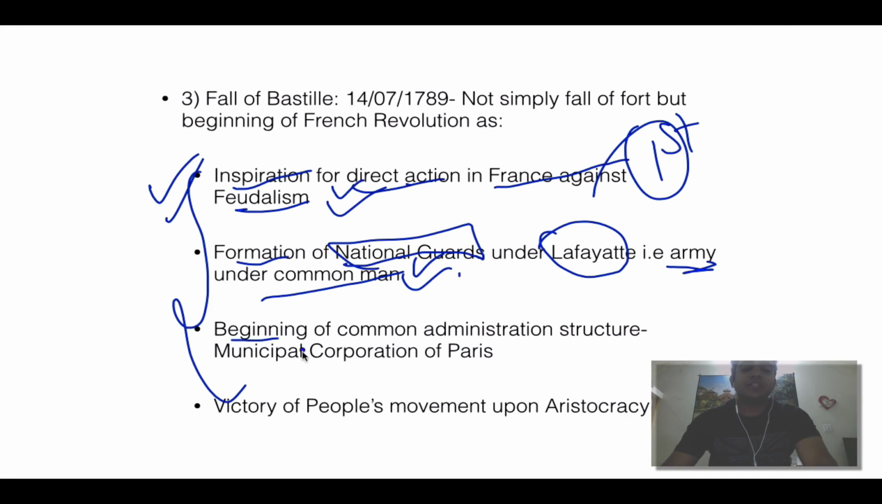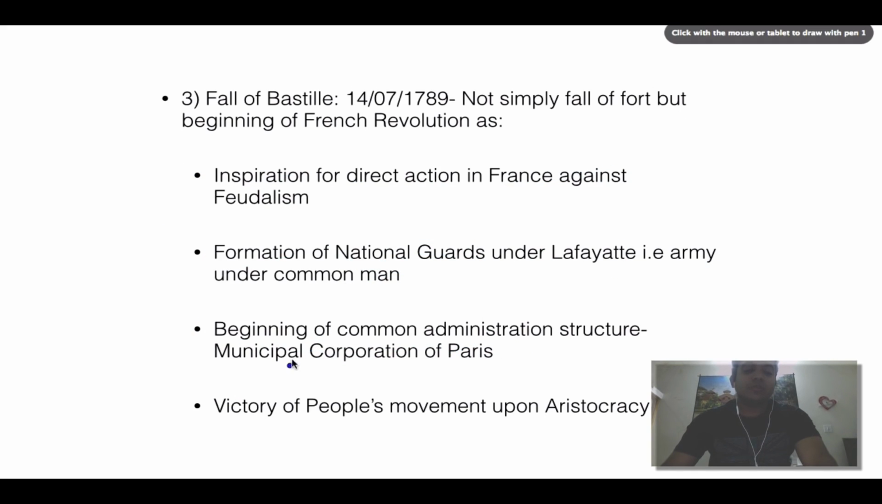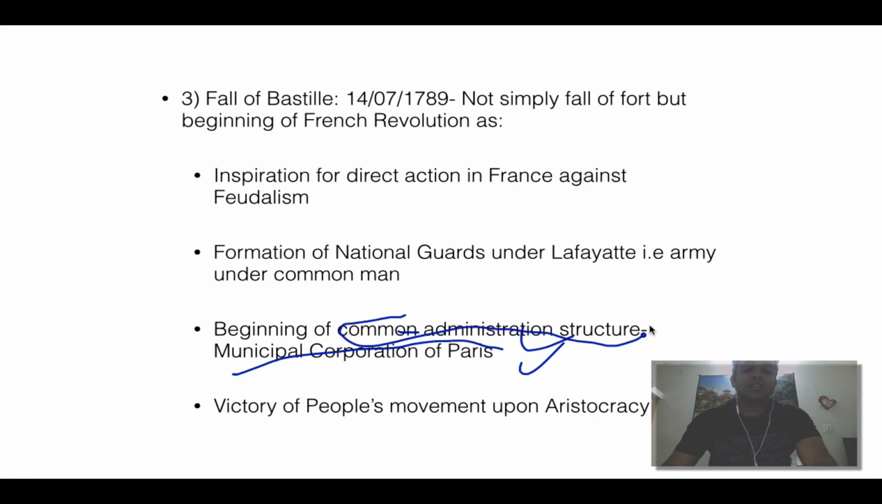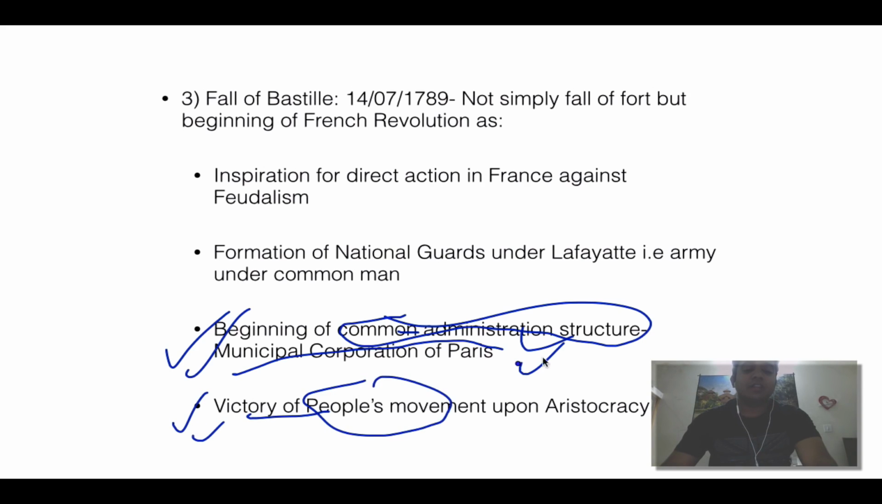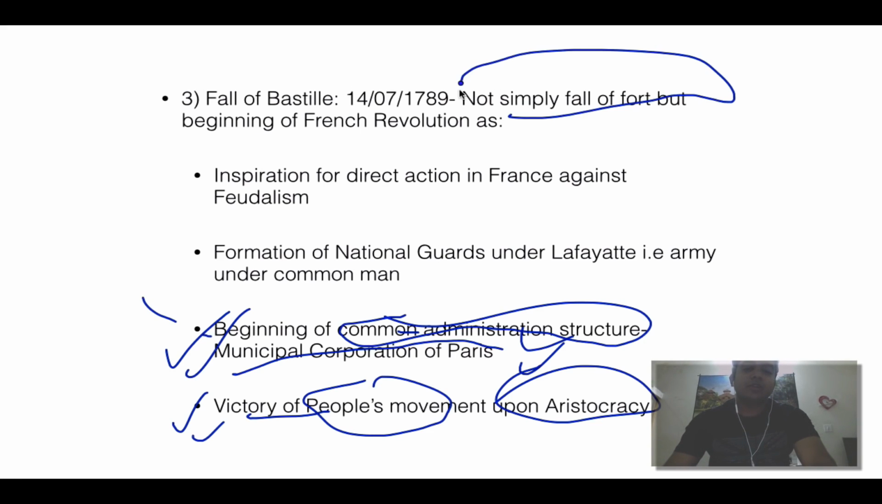Then the first municipal corporation ever in the world was created in Paris, that is the Municipal Corporation of Paris. So it led to a common administration structure. And finally, the victory of the people's movement over aristocracy. So monarchy was in real danger for the first time. That is why the fall of Bastille was not simply the fall of a fort but the beginning of the French Revolution.